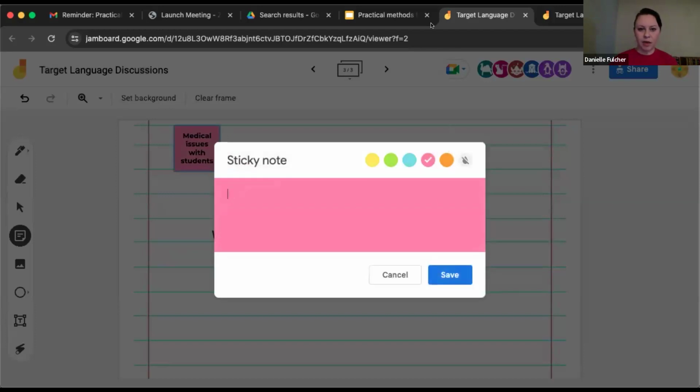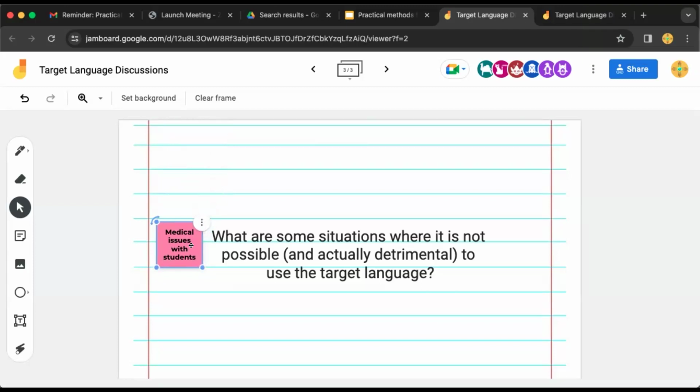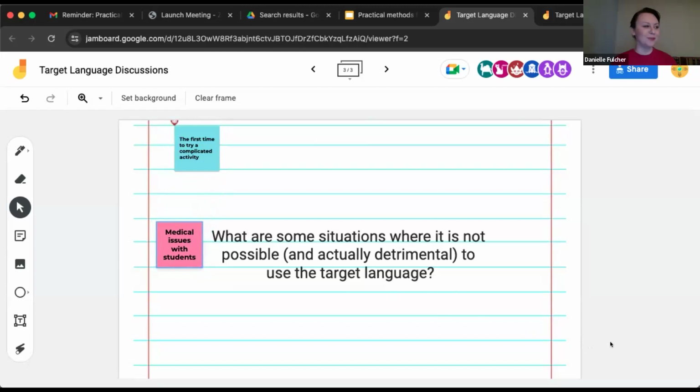If a student is having a medical issue, or if there is something going on with a 504, that is not something to be pushing the target language for. That is something that needs to be addressed in the student's language. The first time you do an activity, yes. Anytime there is a behavior problem, that is not something you can address in the target language. Very good.